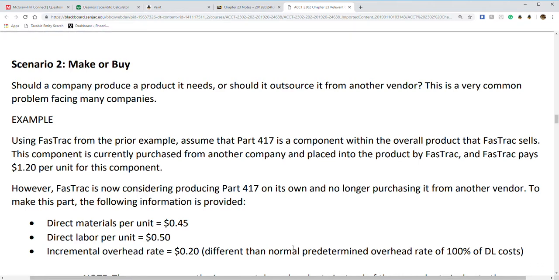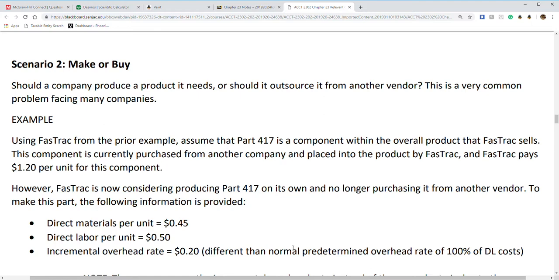However, Fast Track is now considering producing part 417 on its own and no longer purchasing from another vendor. Oh no, they're gonna purchase it. They're gonna make it, Reggie. They're gonna make it. Well, we put in how much would it cost us to make it.